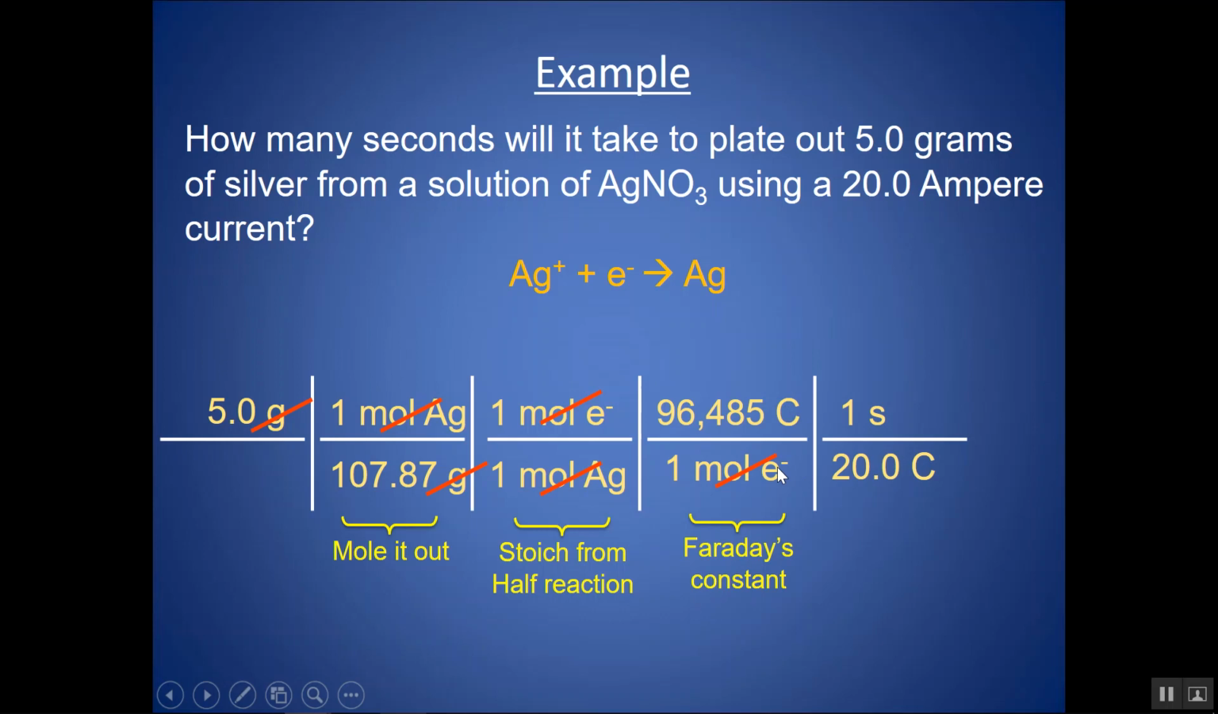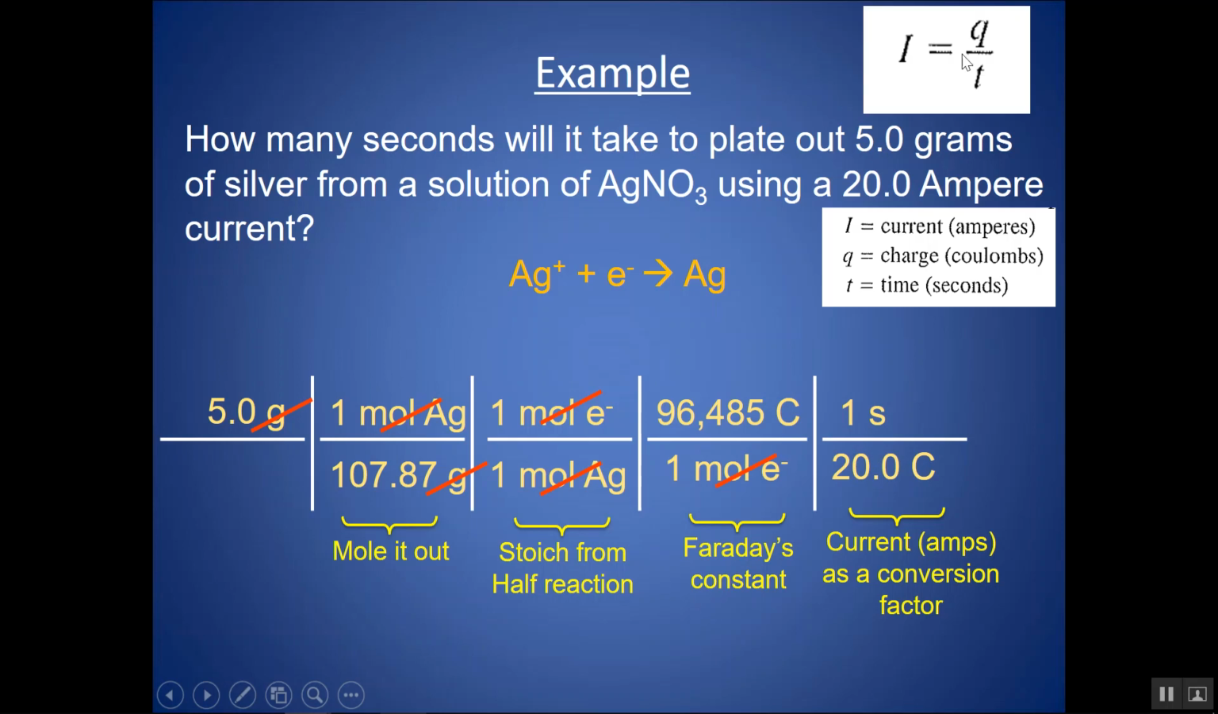And whichever way you're comfortable, you can use this 20 amps as a conversion factor. If I go look at that equation, I see that amps is the same as coulombs per second, and you can use that as a conversion factor. I would need 20 with the coulombs on the bottom, 1 second on top. Or if you're more comfortable, just get a number here, and you'll be in coulombs. Plug that in for the Q part, which is charge, and then you have your 20, which you could plug in for I, and solve for the T. So whichever way you're more comfortable, you should get 220 seconds.